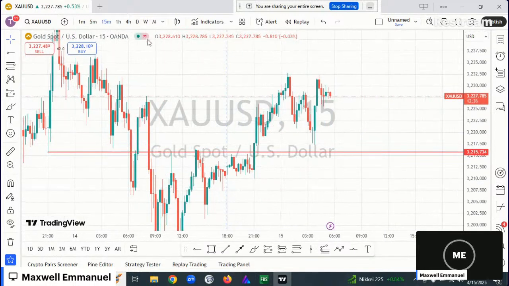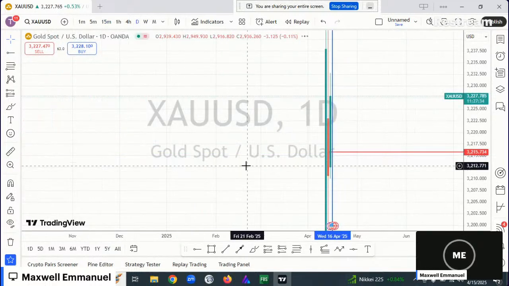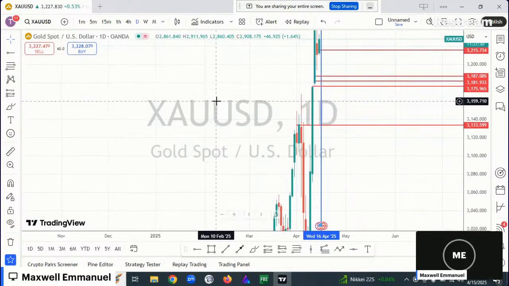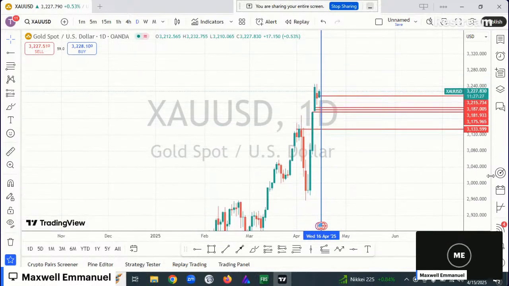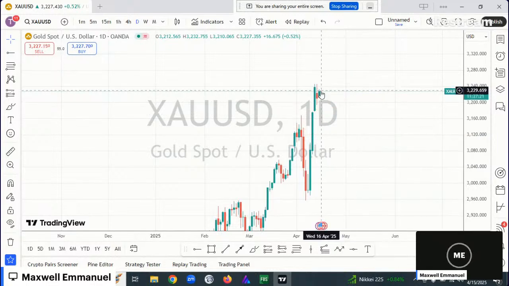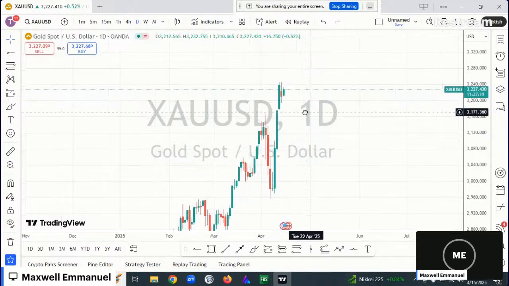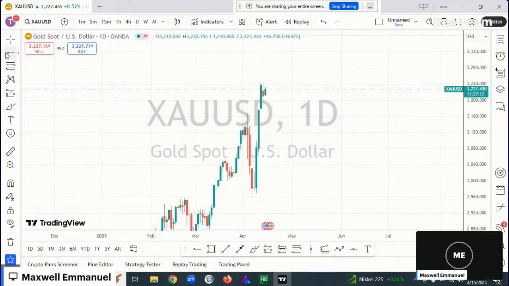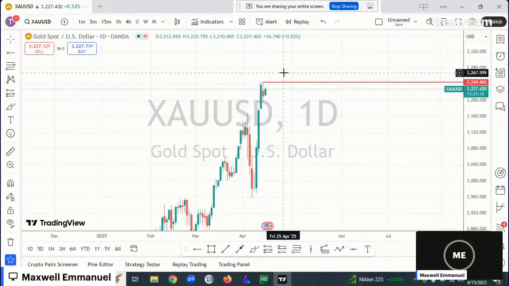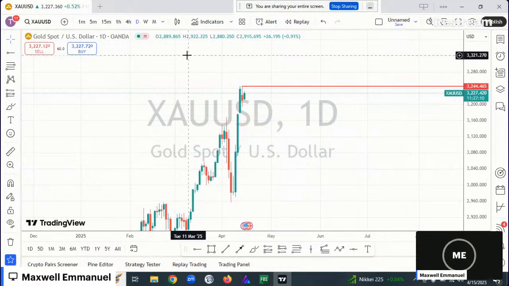So I think gold is bearish at the moment. Let's start with the daily time frame. Long term is bullish on gold. Gold is still very bullish. Yesterday's candle closed looking like a spinning top, and it created a relative equal high, which is an area of liquidity. That is where gold is aiming for.